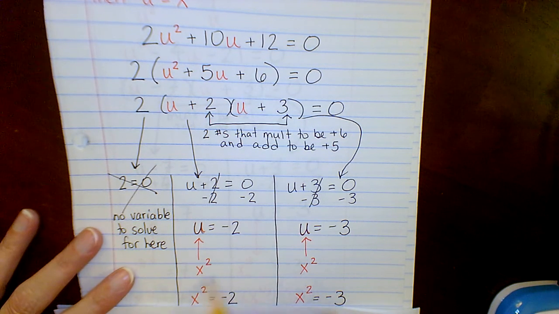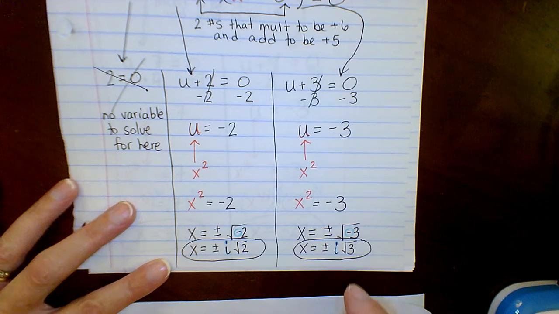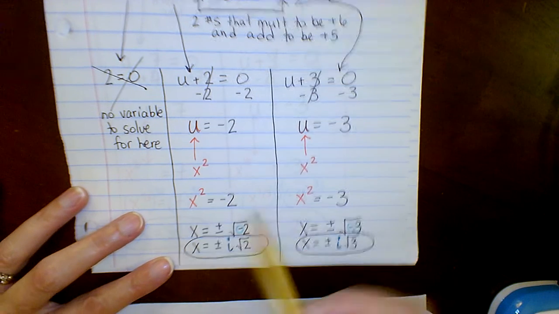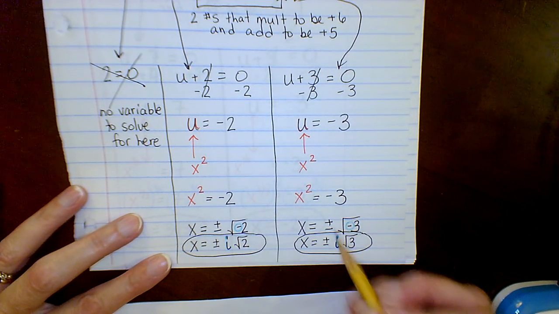All right, let's resubstitute back in. These are my U answers. We want the answers for X. So my U was X squared, so I'm going to substitute X squared back in for U. And just like before, I'm going to use the square root property to take the plus or minus square root of both sides.